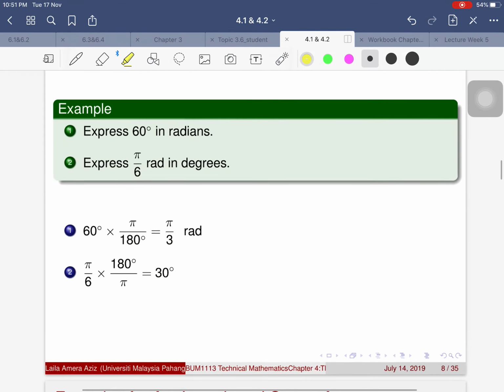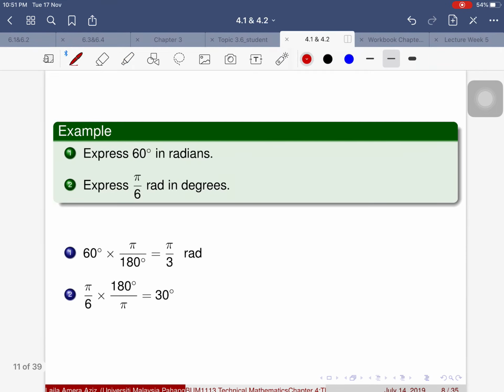Okay, now we're going to start changing the units. The easiest way, if you can't remember how to do it, is to just write that pi radian is equal to 180 degrees. With this equation, you can start finding what happens when you change degree to radian and radian to degree.